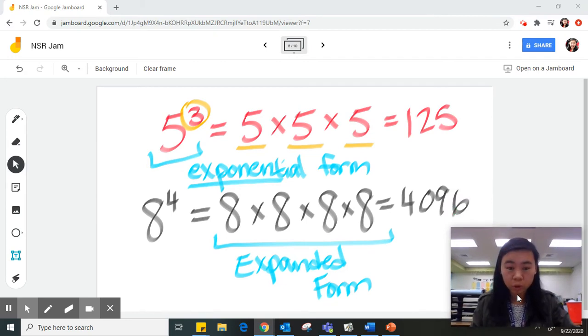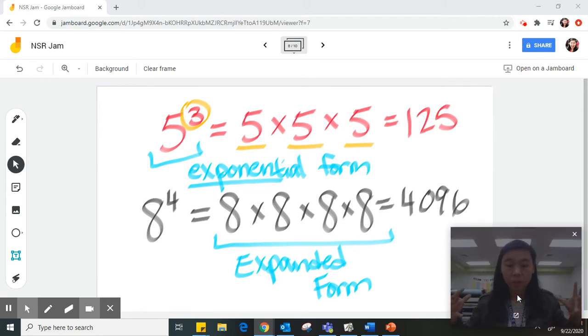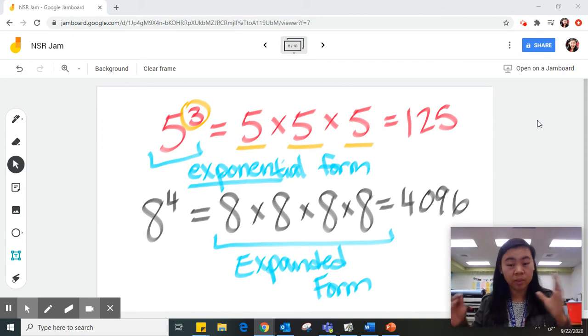Okay, so we have our exponential form when you see the exponent, we have our expanded form when I'm expanding it out, showing you that repeated multiplication, and then the answer is the standard form. All right?